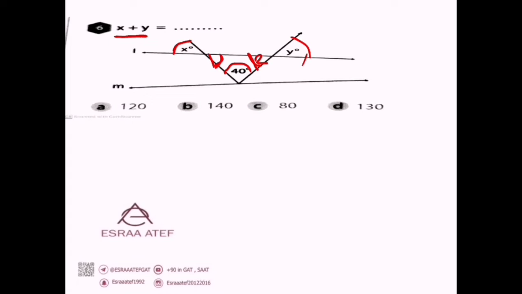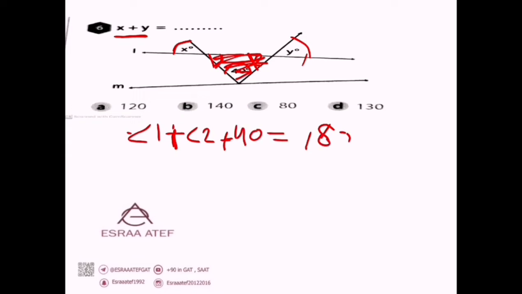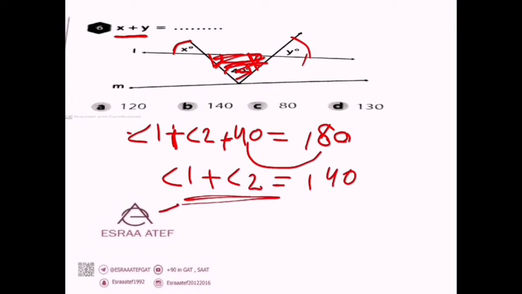So to get 1 plus 2, this one is a triangle, so all the angles are 180. So angle 1 plus angle 2 plus 40 equals 180. If we take it to the other side, it's 140, and here angle 1 plus angle 2, so the angle of x plus y equals 140.